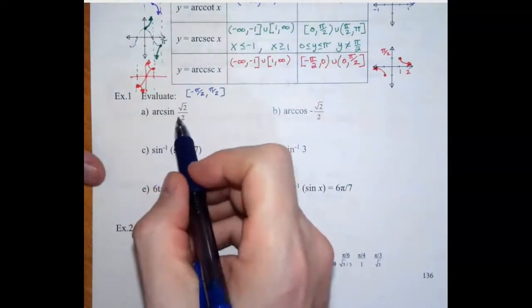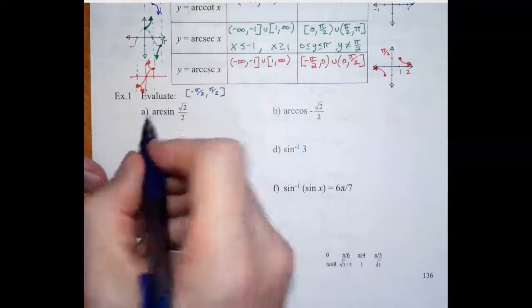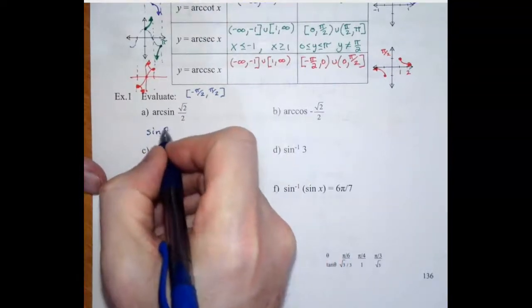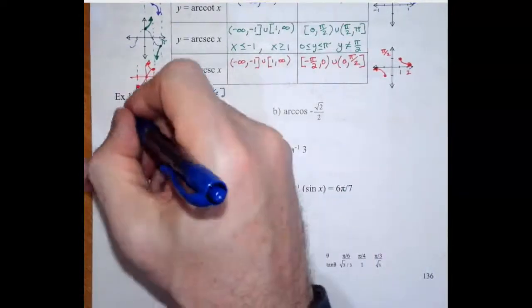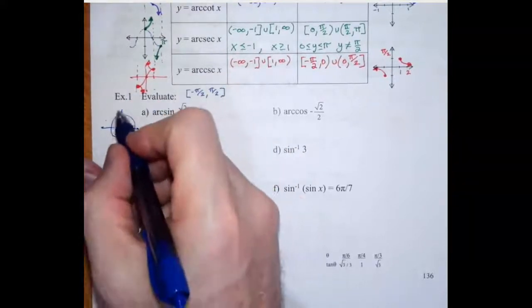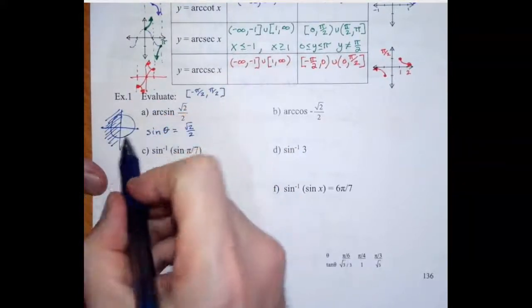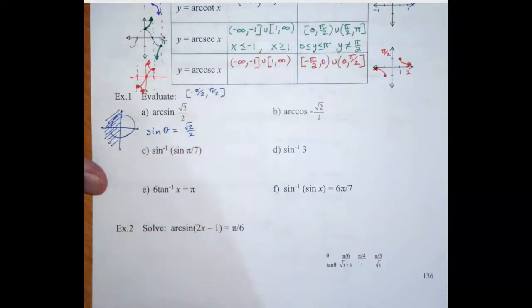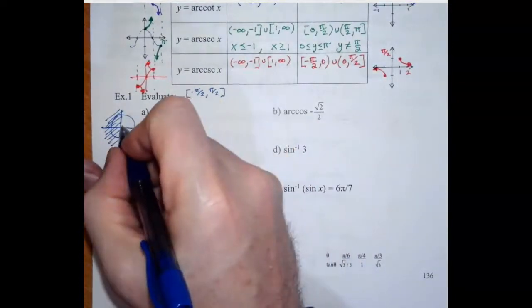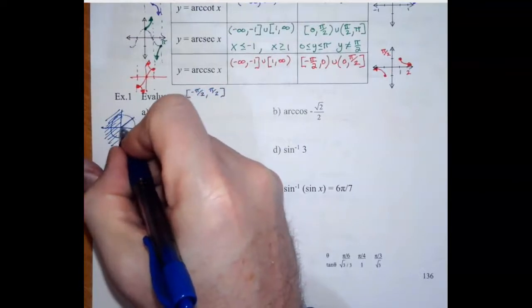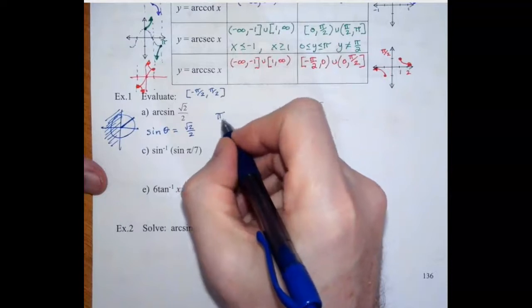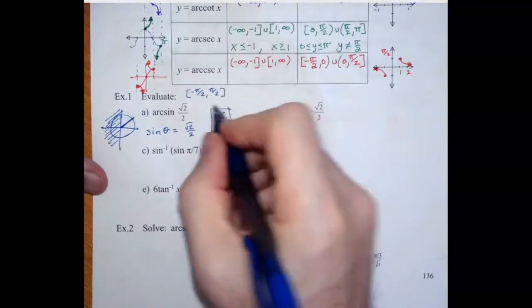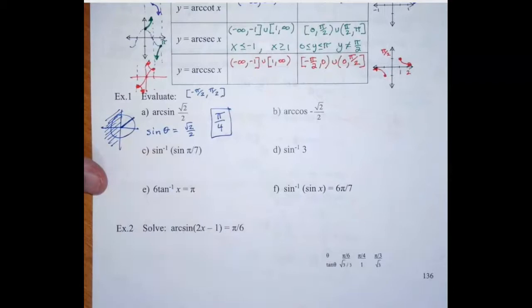So root 2 over 2, another way to think about this is the sine of what angle gives us root 2 over 2. But you need to stay on the unit circle, you need to stay between negative pi over 2 and pi over 2. So that's positive, so that's going to be up here for sine. Sine is a y value, and root 2 over 2 is 45, so that's going to be pi over 4, and pi over 4 is in there, so we're good.